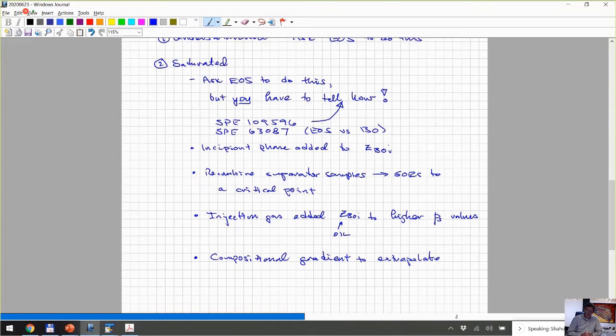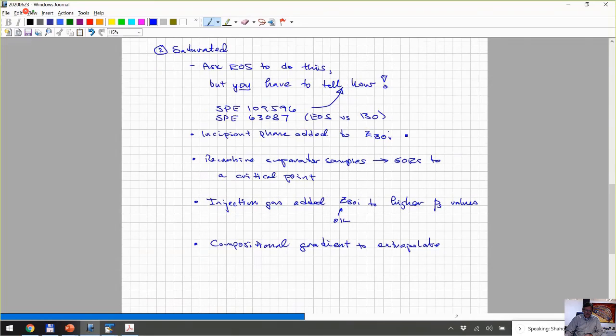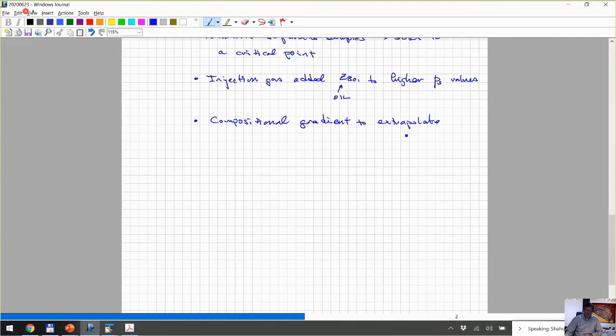A question about compositional gradients. In an undersaturated reservoir, do we see compositional gradient vertically, or does this only happen if you are below dew point?